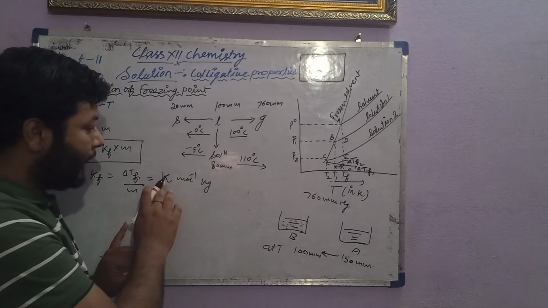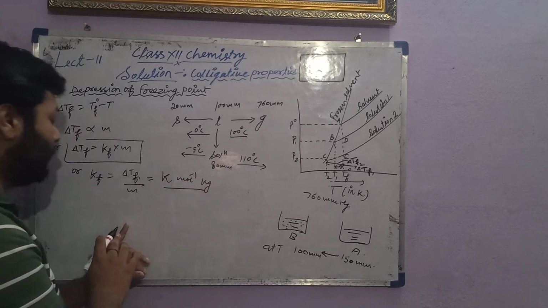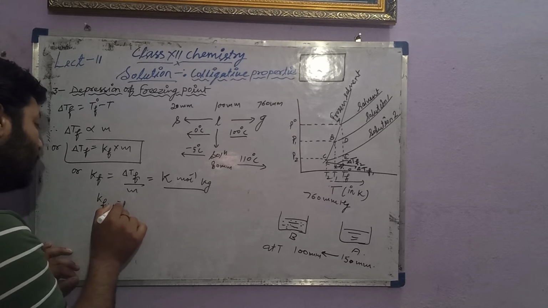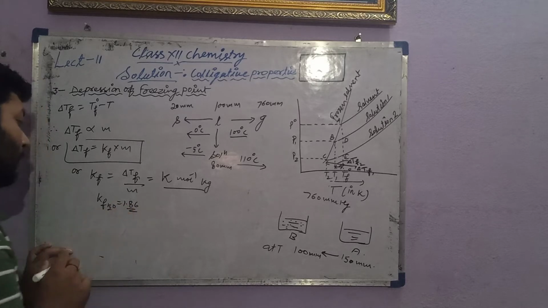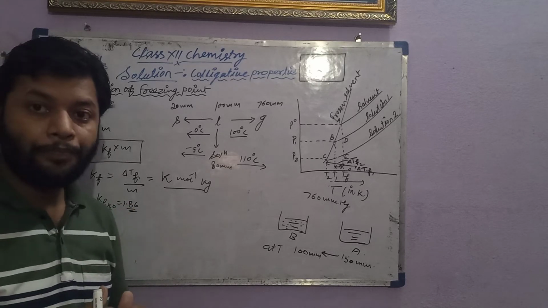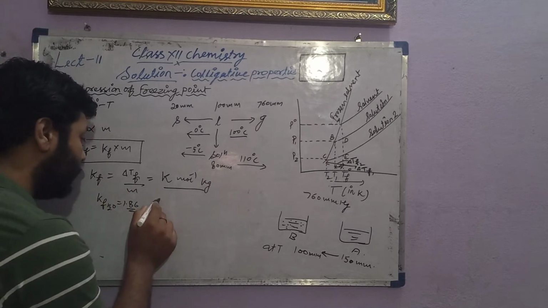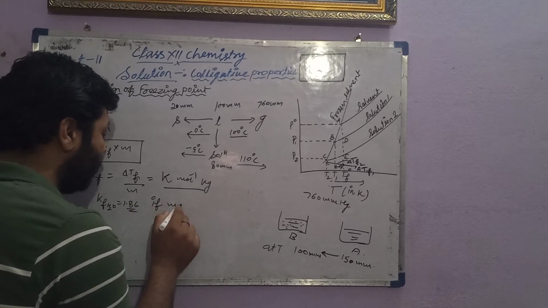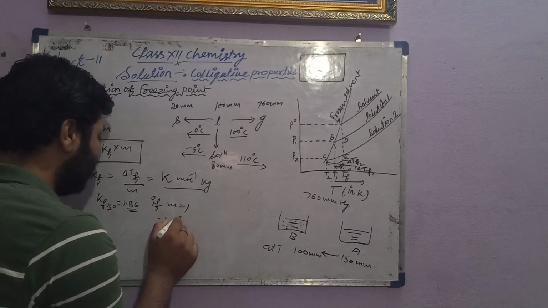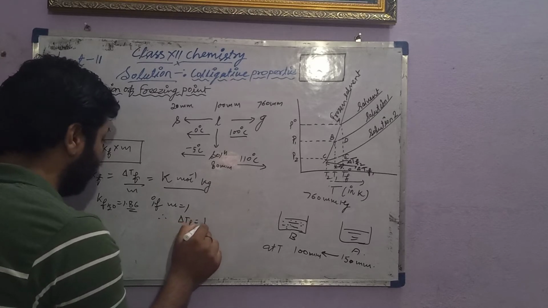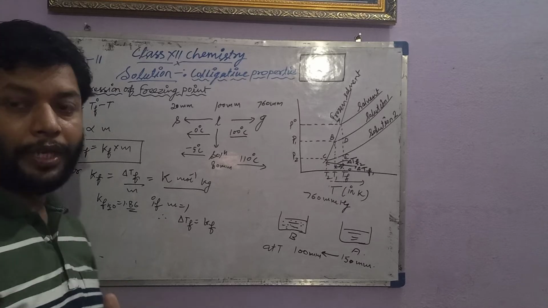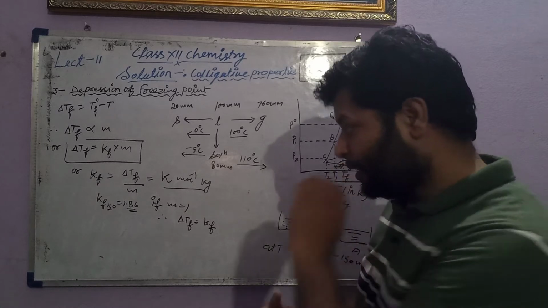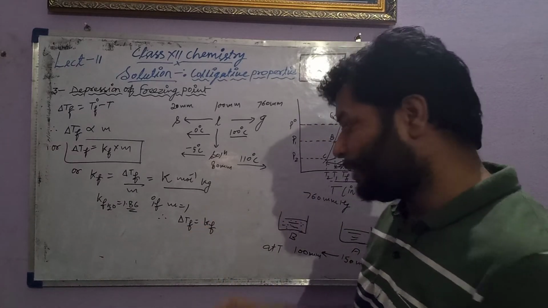Okay, so the unit for Kf will be Kelvin mole inverse kg. For water, the value is 1.86. You can see, if the molality is 1, then delta Tf equals Kf. Delta Tf equal to Kf means if the molality of any given solution is 1, then the depression in freezing point is equal to the Kf value.